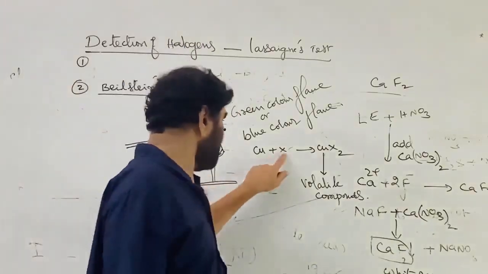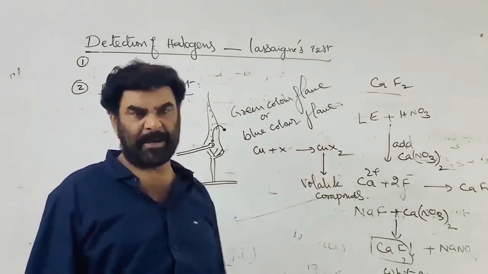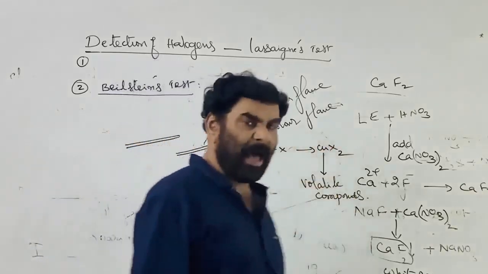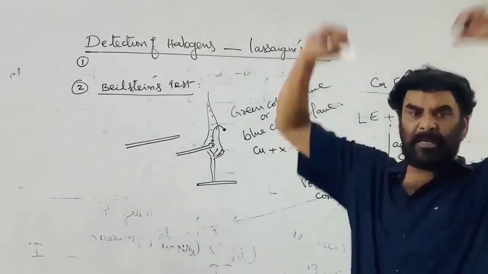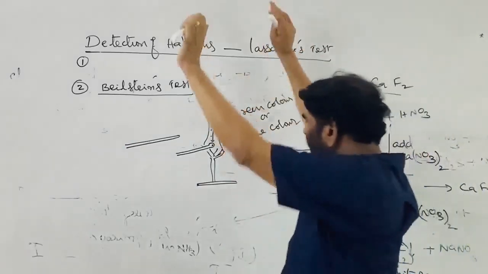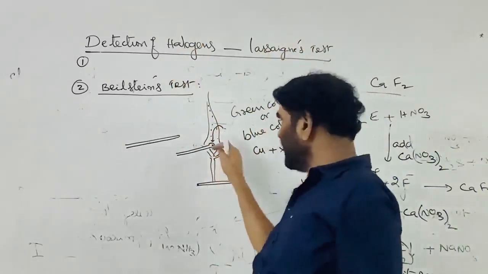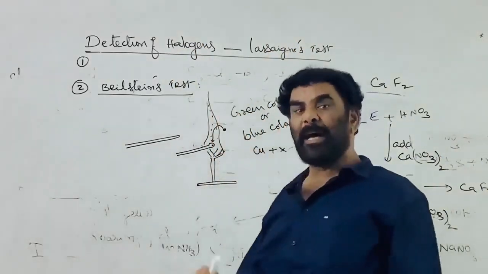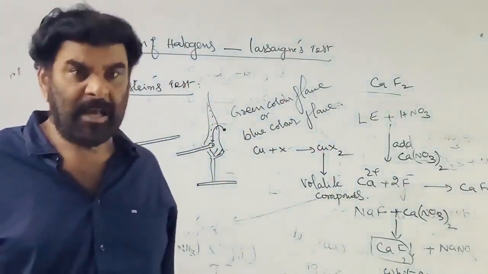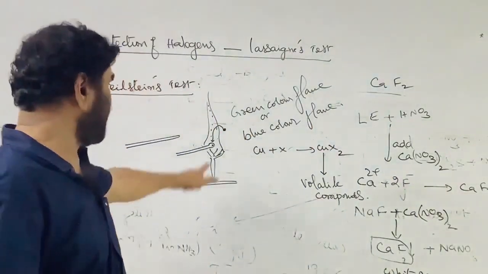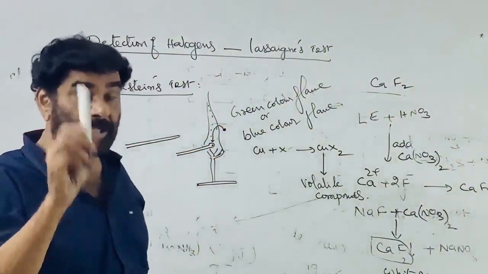If chlorine is present, copper chloride is formed. If bromine is present, copper bromide is formed. If iodine is present, copper iodide is formed. All copper halides are volatile compounds. They convert into the gas form. While vaporizing, the copper halides formed give a characteristic color to the flame. If the color of the flame changes to green or blue during this process, that indicates that the given organic compound contains halogen.